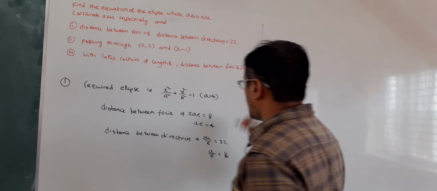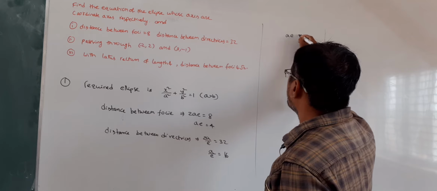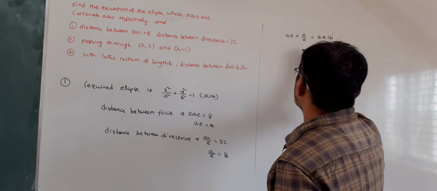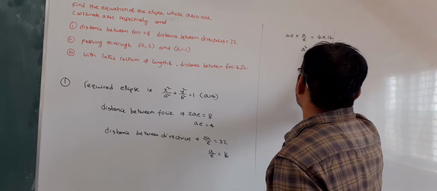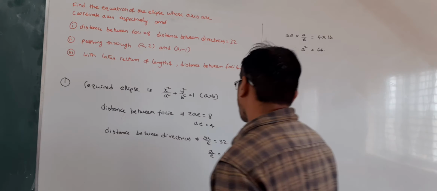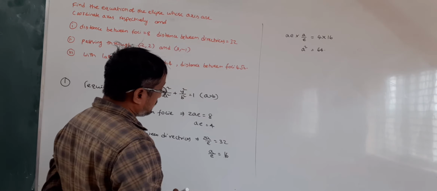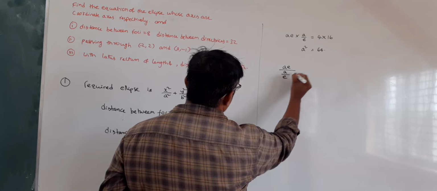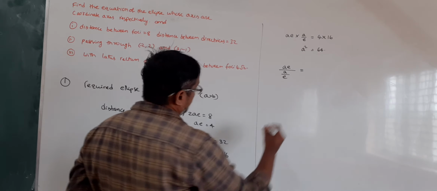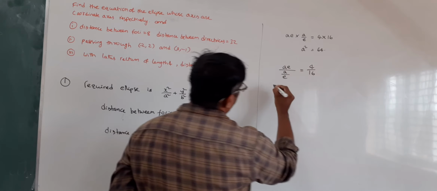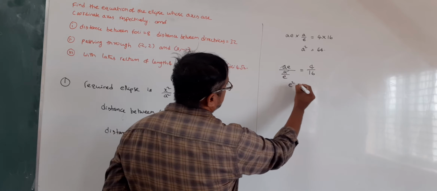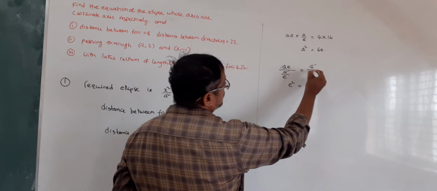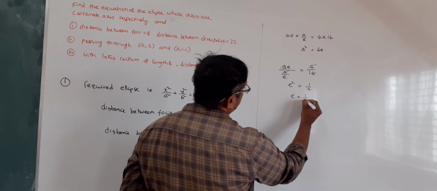Now let us multiply these two. You will get ae into a by e is equal to 4 into 16. So a square is equal to 64. And again you can take ae by a by e, that is equal to 4 by 16. So a and a will be cancelled. e square is equal to 1 by 4. 4 and 4 are cancelled. So e is equal to 1 by 2.